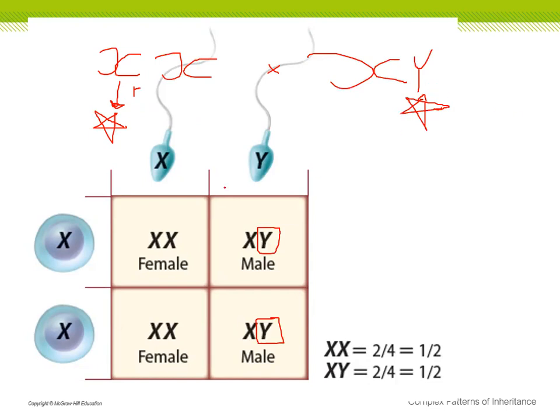And the mother can give you either one of her X chromosomes. But if we have a daughter, the X chromosome can only come from this one. So a lot of the time when you're looking at females, your mother's family history matters a lot more. When you're looking at males, your father's family history matters a lot more.